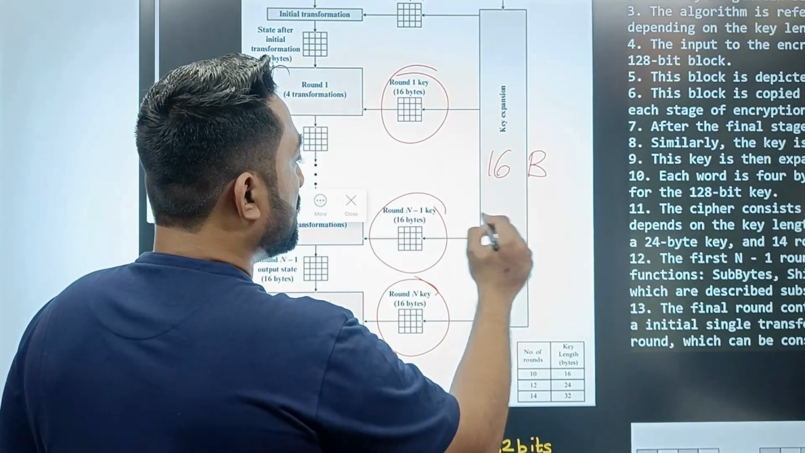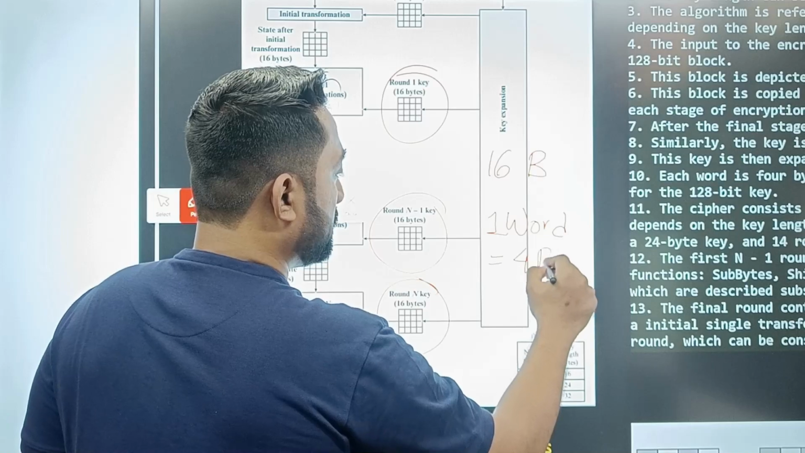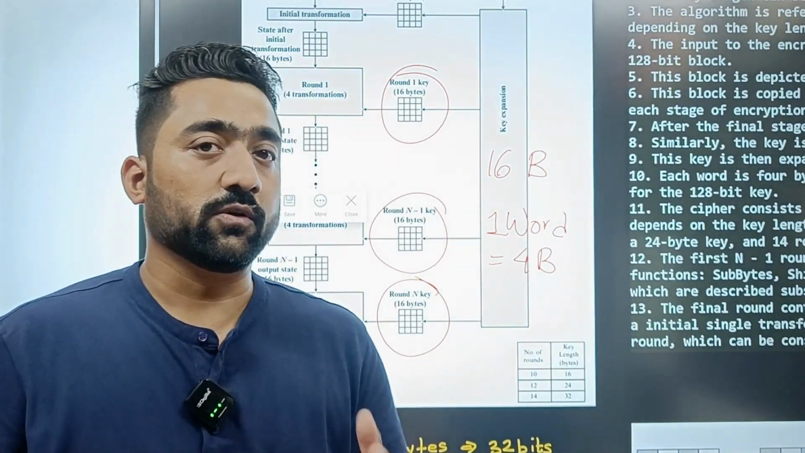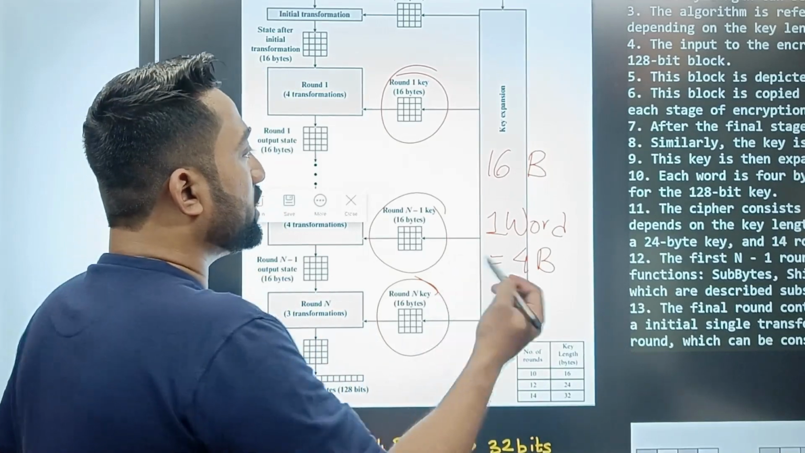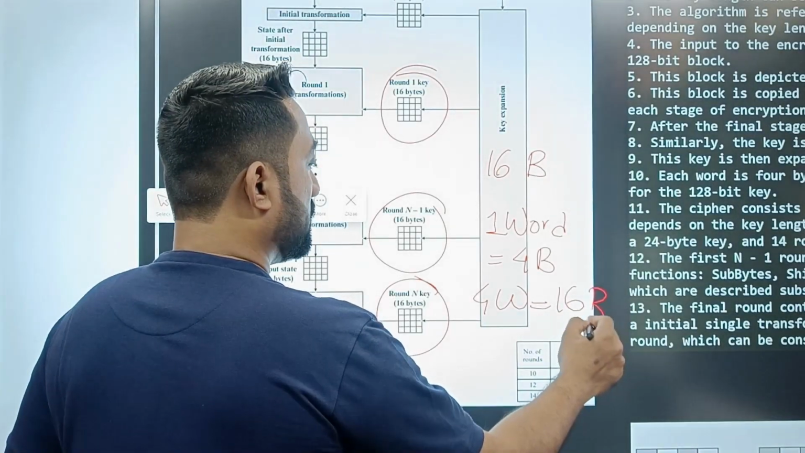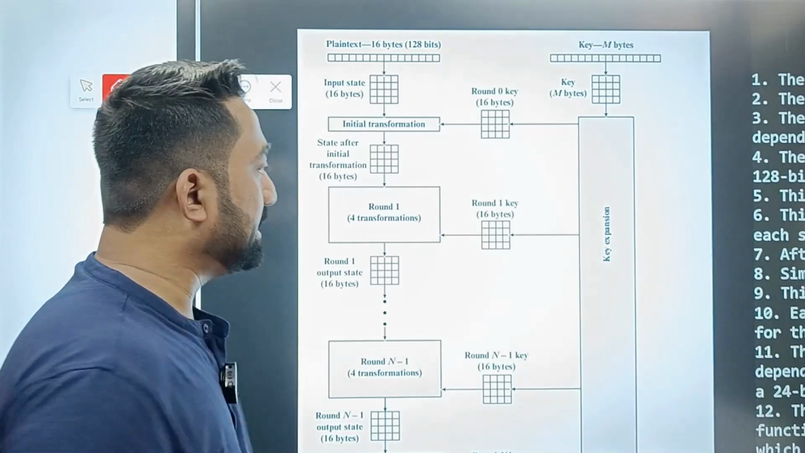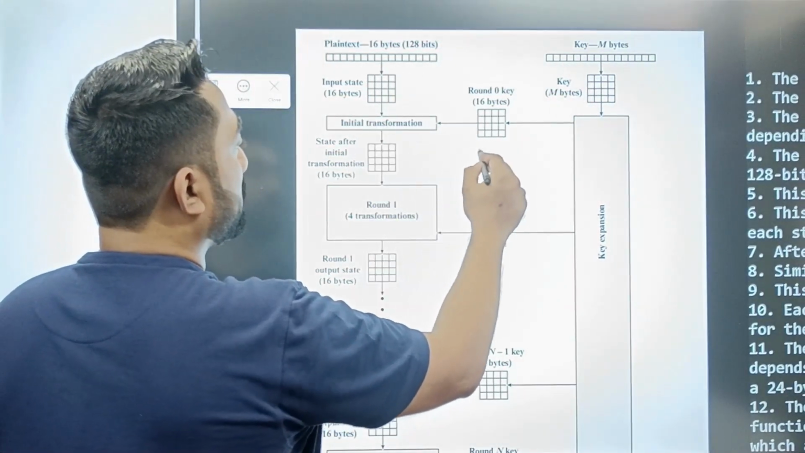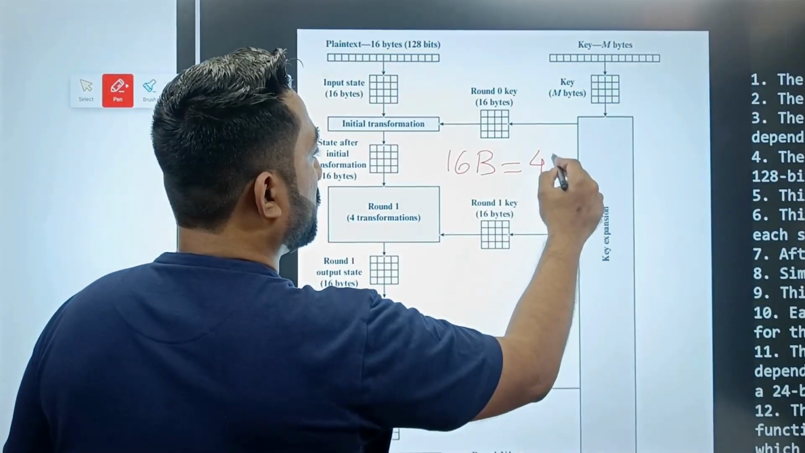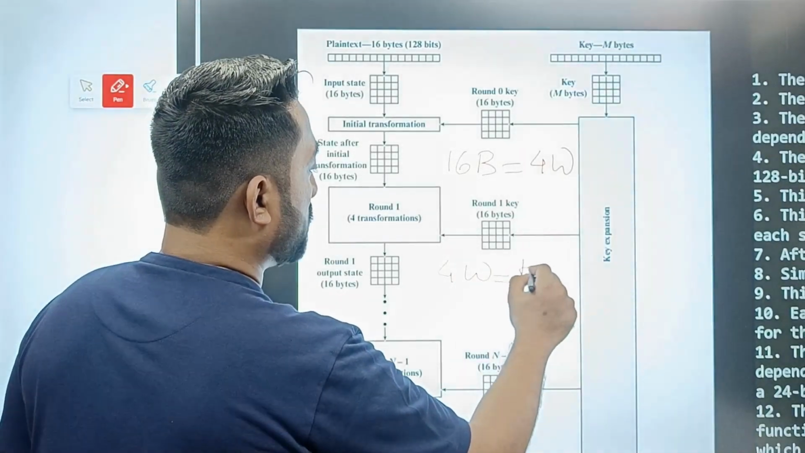Now, can I say that one word is equal to 4 bytes? It's just basic computer science. We know that one word is nothing but equal to 4 bytes. So, can I not say that 4 words is equal to 16 bytes? Yes or no? We know that 4 words is equal to 16 bytes. So I can easily say that the 16 byte input matrix is nothing but equal to 4 words. Similarly, that many keys will be provided in each round as well.